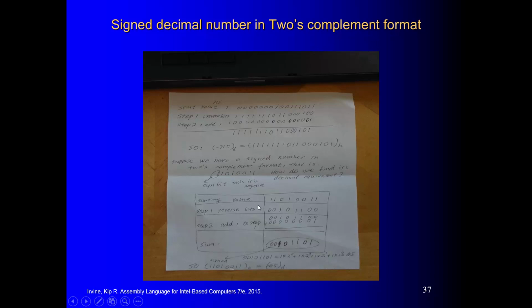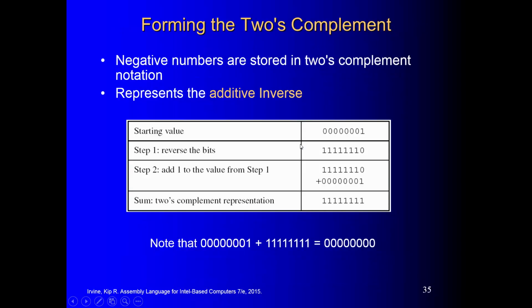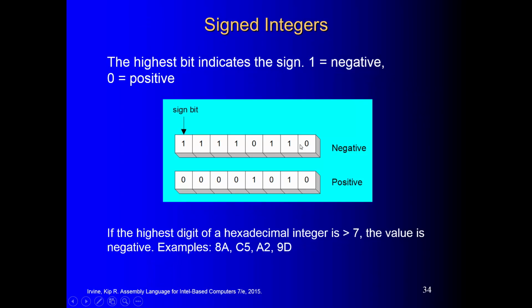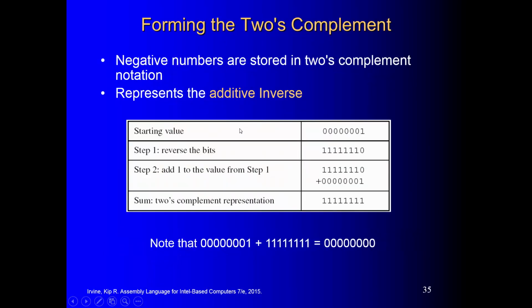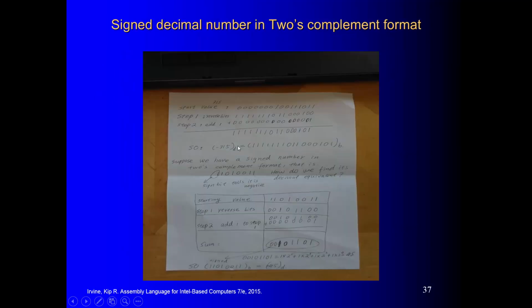Okay, so even if you are given a negative decimal number, you can follow this procedure to find out its equivalent in two's complement format in a computer. Or if you are given a signed number in two's complement format, you can follow the same procedure in reverse to find out how much it is equivalent to in the decimal number system.